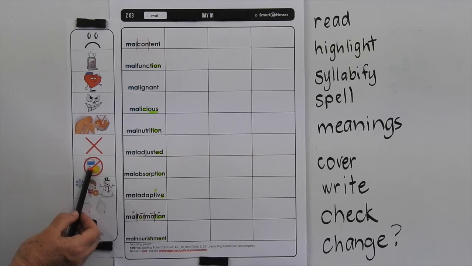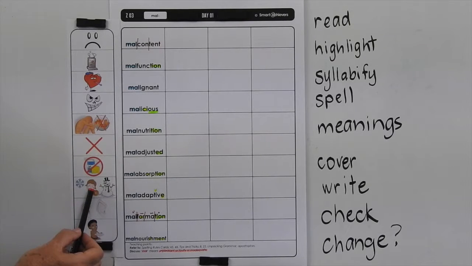Maladjusted means lacking harmony with one's environment or failing to cope with the demands of a normal life. Malabsorption means a failure to absorb moisture, especially by the small intestine. Maladaptive means not adjusting to the environment or a situation. And malformation means a disfigurement. And malnourishment means not eating enough healthy food.